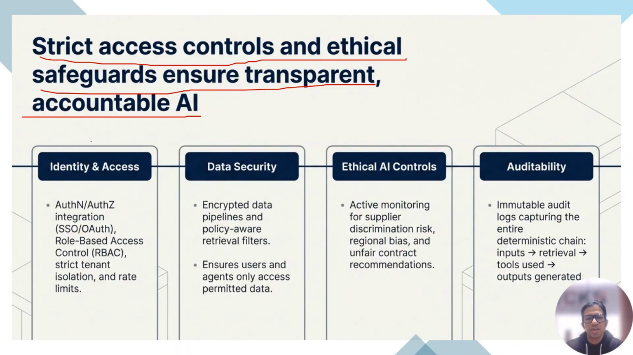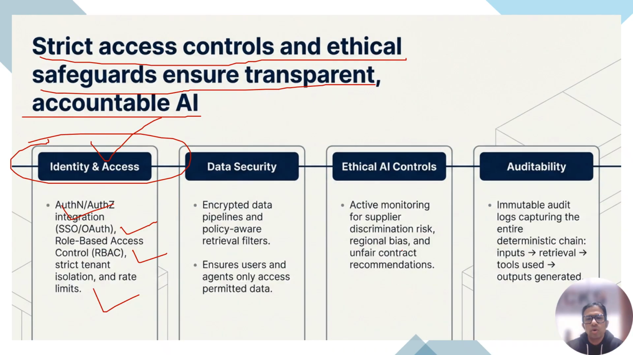First, identity access. The first pillar, identity access, means authentication and authorization are enterprise grade. SSO, OAuth plus role-based access control. So a category manager can only access their category data. See all this.